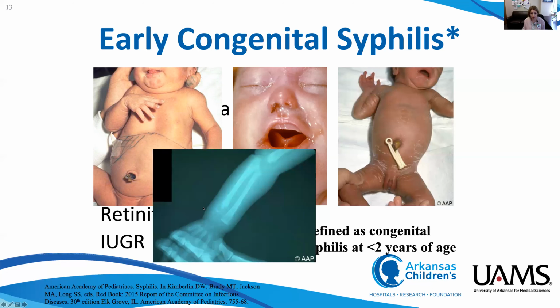And then here on x-rays, you can see the periostitis, and it looks like the metaphyses are almost completely eaten up on this x-ray. So that is what classic early congenital syphilis can look like. But again, a lot of these children will initially at birth be completely asymptomatic, and you won't see this until closer to 6 weeks of life.